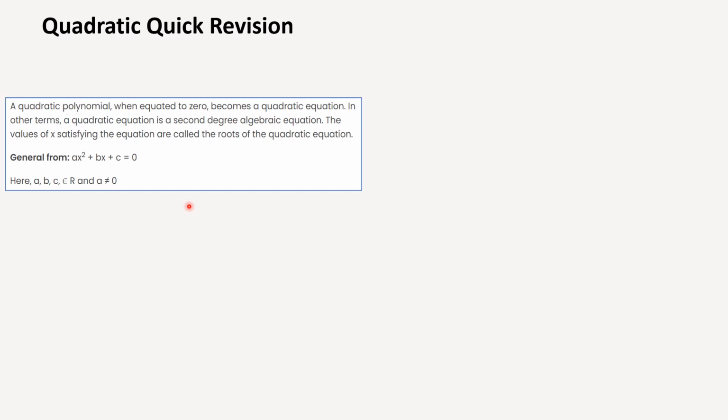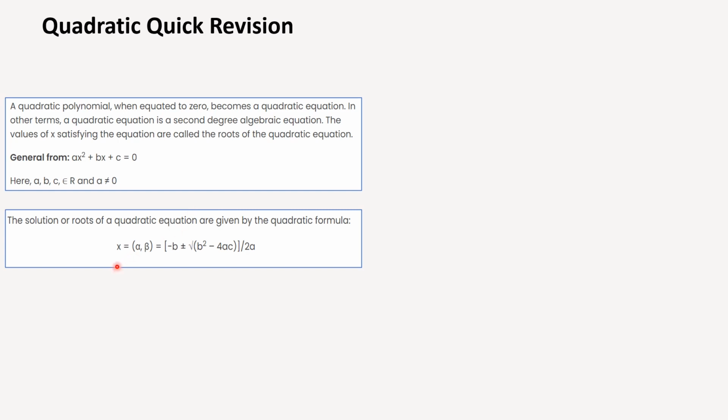And to find those roots, we use this formula: x equal to minus b plus minus under root in bracket b square minus 4ac, upon 2a. It has two signs, plus minus. Once you put plus, you get one root called alpha, and once you put minus, you get another root called beta. So this is how you can find both roots.